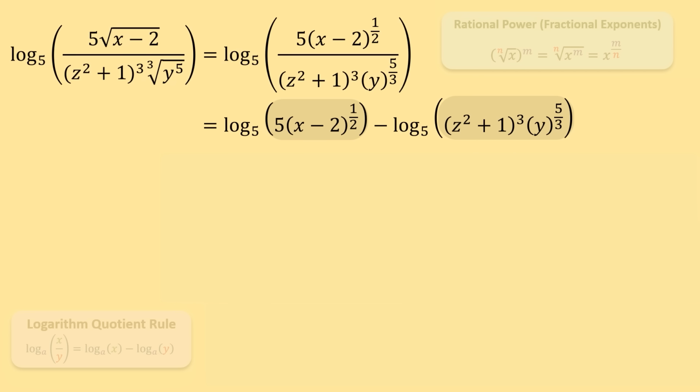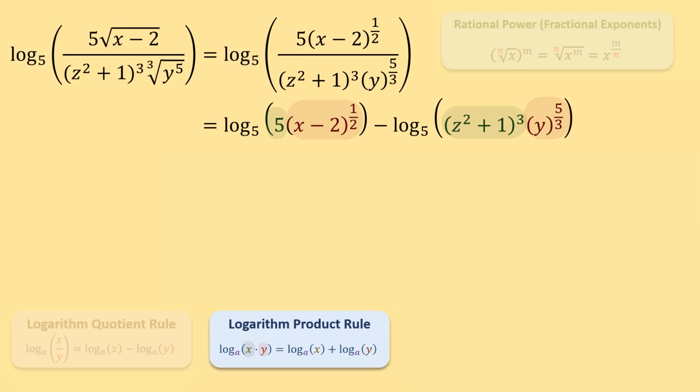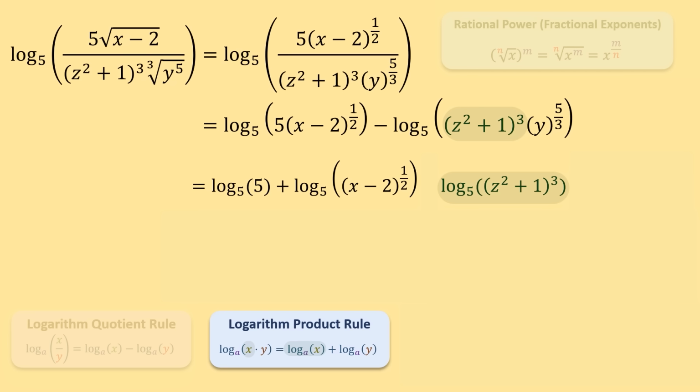Within each of these logarithms, I have a product of two expressions. In our first logarithm, 5 and the quantity of x minus 2 raised to the 1/2 power are the two expressions. We can rewrite this as log base 5 of 5 plus log base 5 of the quantity x minus 2 all raised to the 1/2 power. We can also rewrite our second logarithm as log base 5 of the quantity z squared plus 1 all raised to the 3rd power plus log base 5 of y to the 5/3 power. Remember, we have a minus out front, so we can distribute that in front of both of these logarithms.